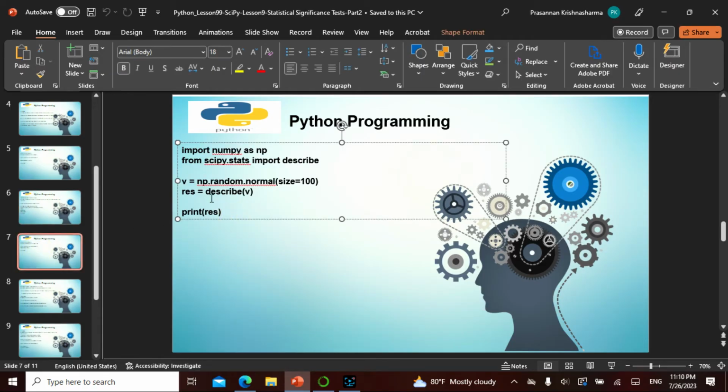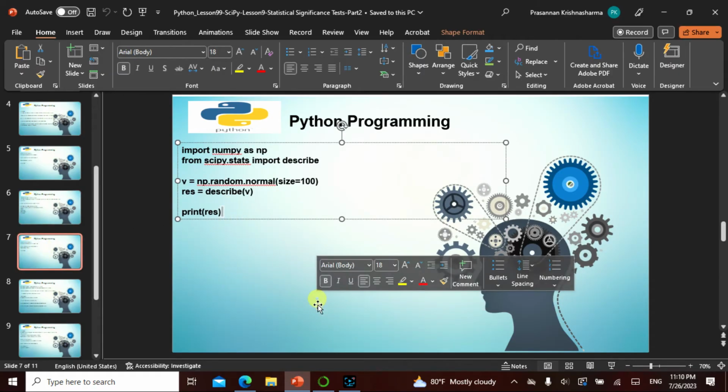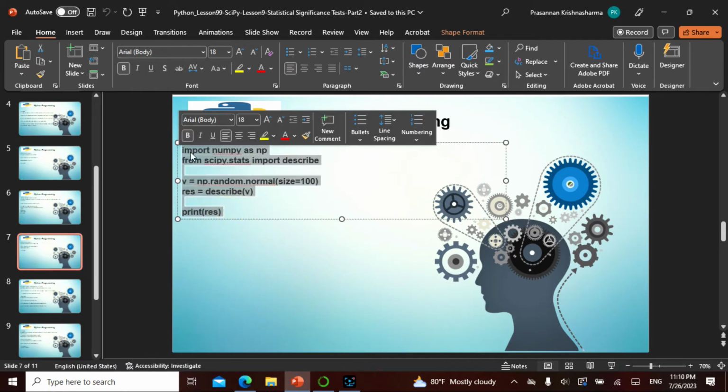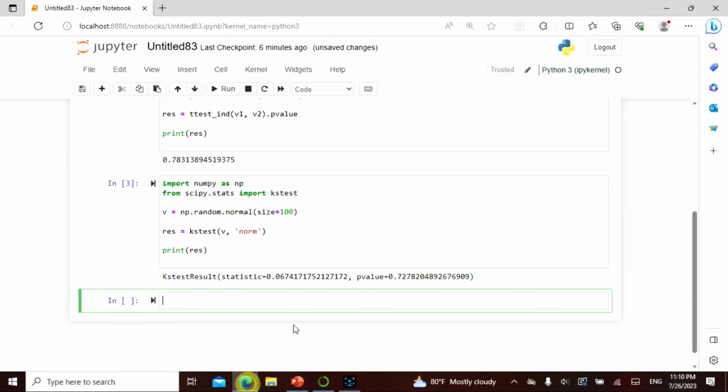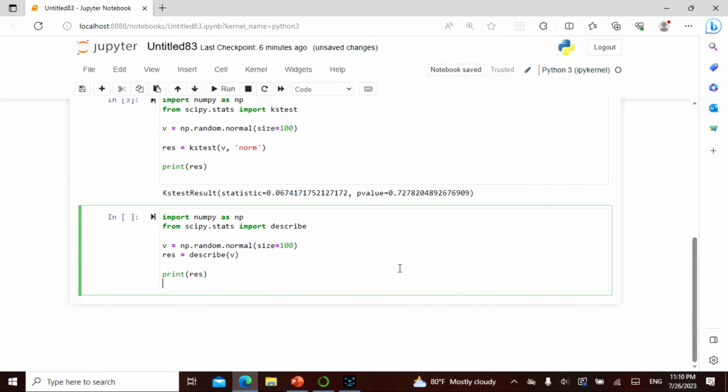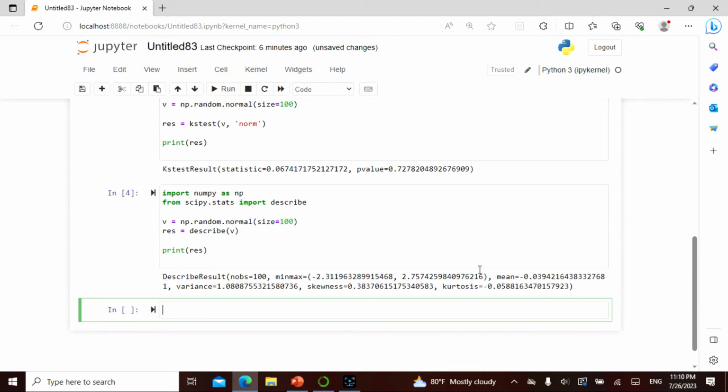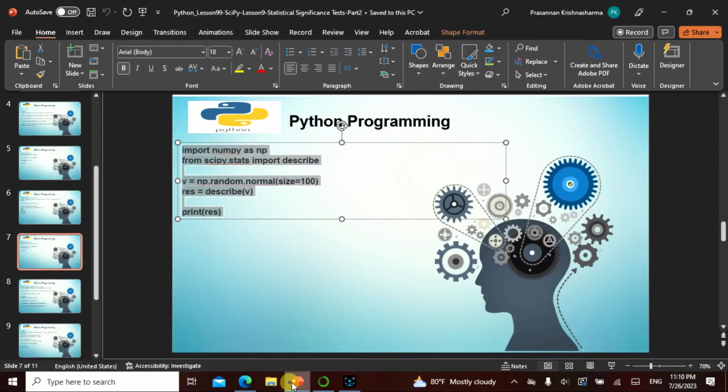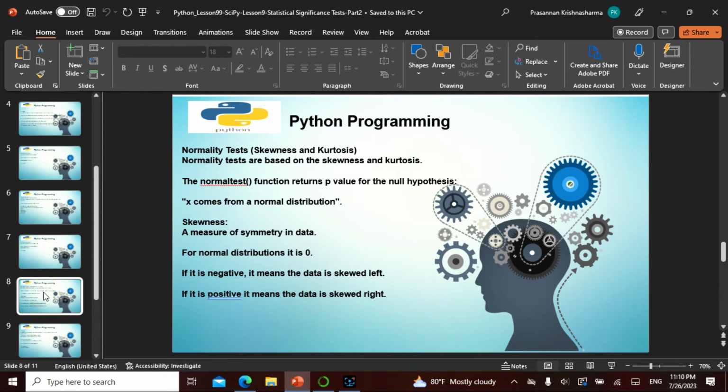So if I actually take this and use this describe, it gives me everything: the minimum value, the maximum value, the mean, the variance, the skewness, the kurtosis. There is also a normality test, which is based upon the skewness and the kurtosis.